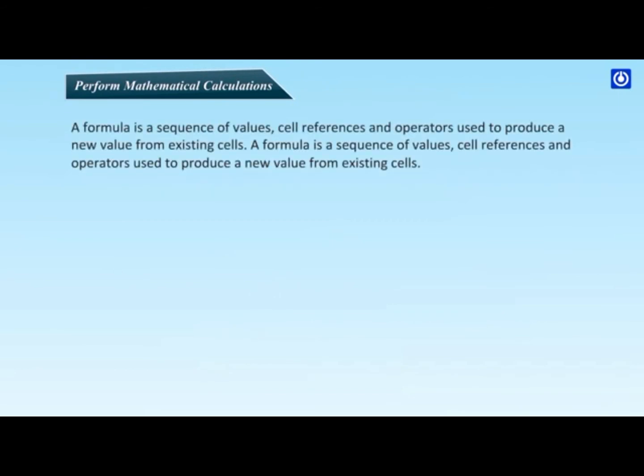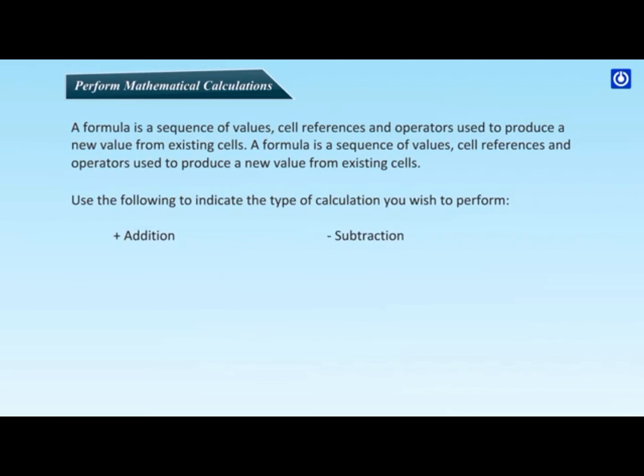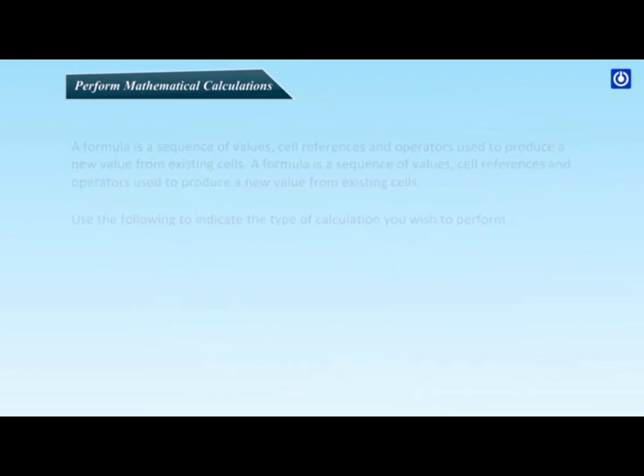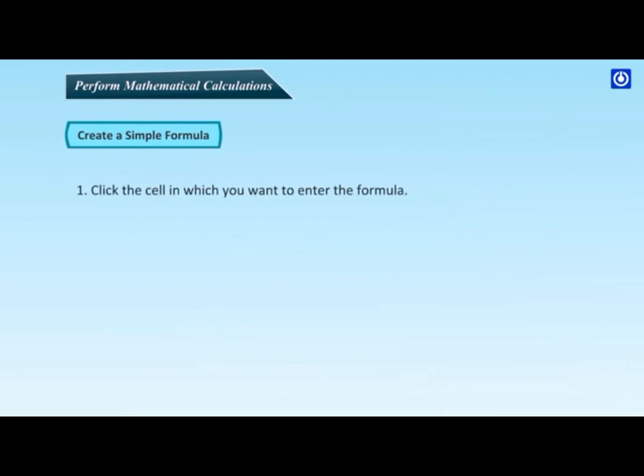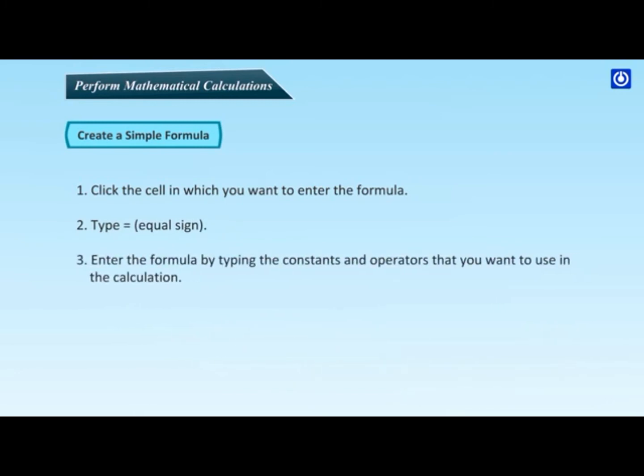Perform mathematical calculations. A formula is a sequence of values, cell references, and operators used to produce a new value from existing cells. Use the following to indicate the type of calculation you wish to perform: plus, addition; minus, subtraction; star, multiplication; slash, division; the caret sign, exponential. Create a simple formula. Click the cell in which you want to enter the formula. Type the equal sign. Enter the formula by typing the constants and operators that you want to use in the calculation.